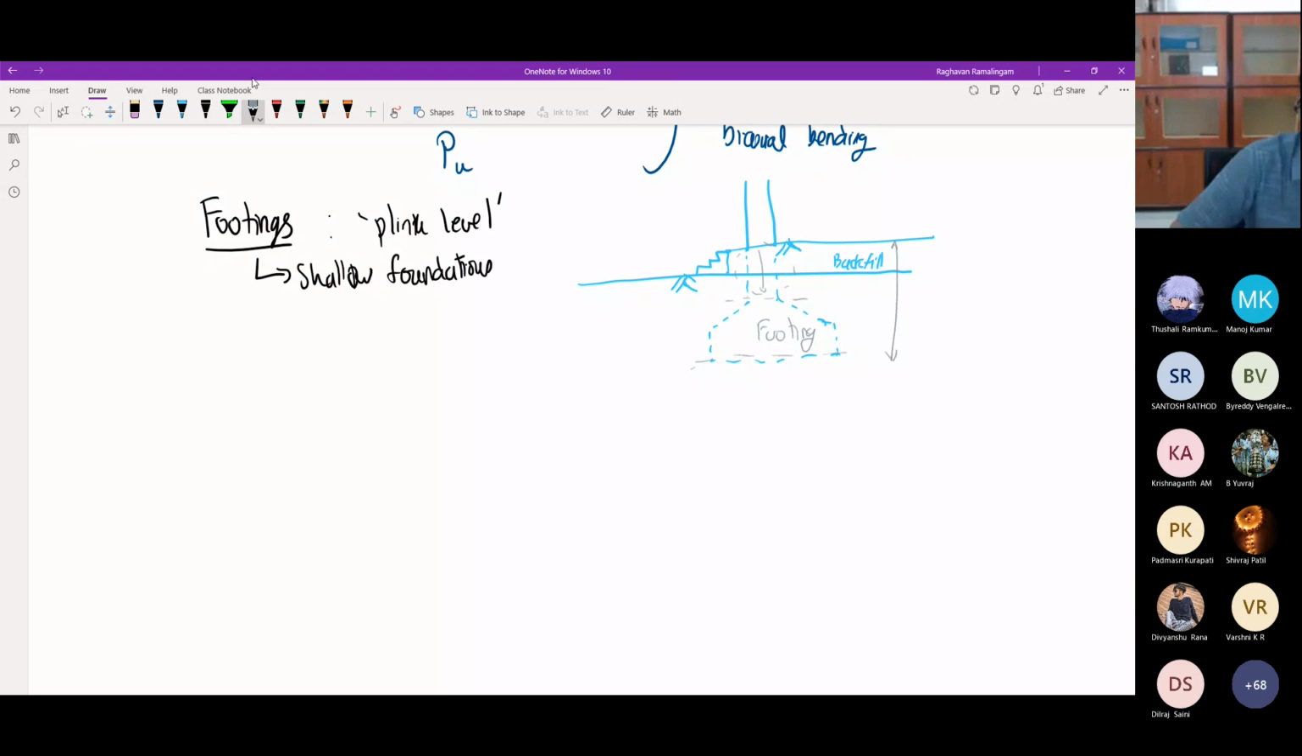But in any case, this whole thing is known as the substructure, and everything above this is known as the superstructure. These are all basic civil engineering terms. The main thing that decides the design of your footings is that this structure is resting on some sort of soil.